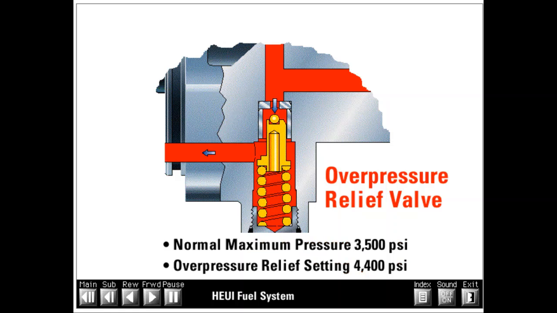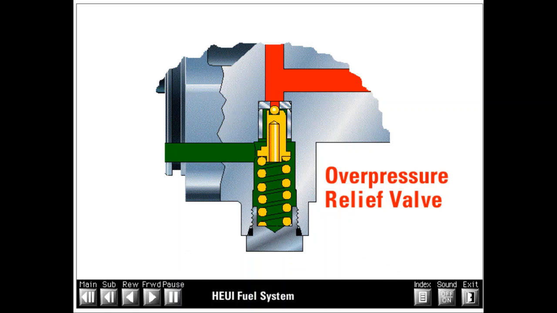Under normal engine operation, maximum actuation pressure is 3,500 psi. The overpressure relief valve is set at 4,400 psi. This valve should never open during the life of the pump unless an excessive level of pressure occurs. You should never adjust the overpressure relief valve in the field. It's set at the factory, and raising the relief setting of this valve could cause a failure and serious personal injury.